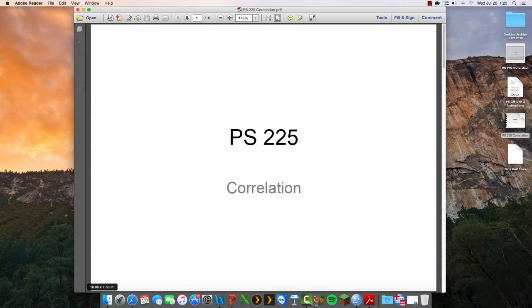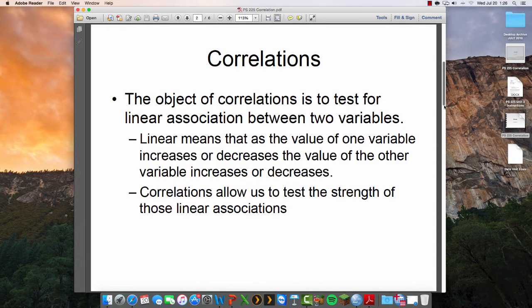So, correlation simply is a way of measuring the strength of a linear association between two variables. So the object of correlations is to test for linear association between two variables.